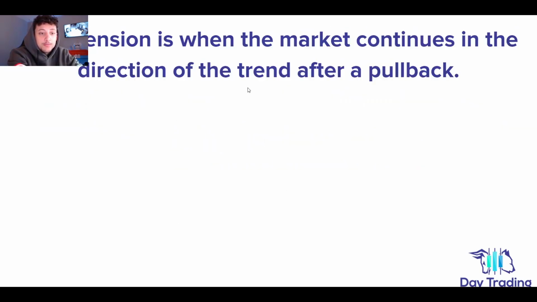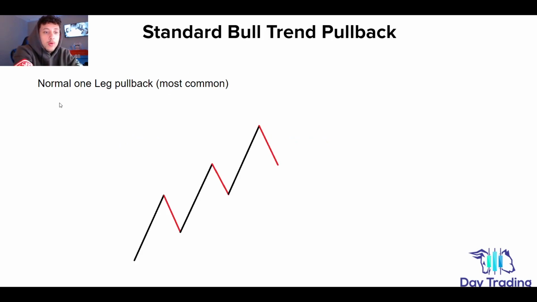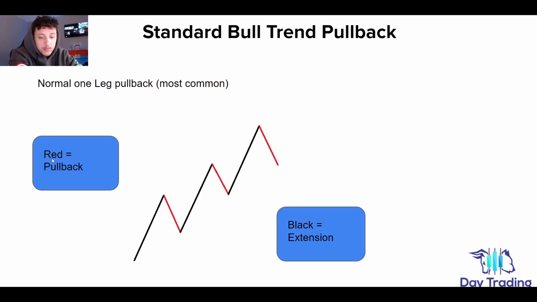Now, what is an extension? An extension is when the market continues in the direction of the trend after a pullback. Typically, an extension is when price goes higher than where the pullback actually started. So let's look at some examples. What we're looking at here is a bullish market structure. You should know this bullish market structure from higher highs and higher lows. Keep in mind the normal leg or the extension is going to be in black, and the pullback is going to be in red. So again, red equals pullback, black equals extension.